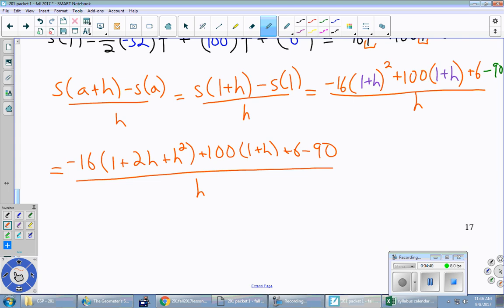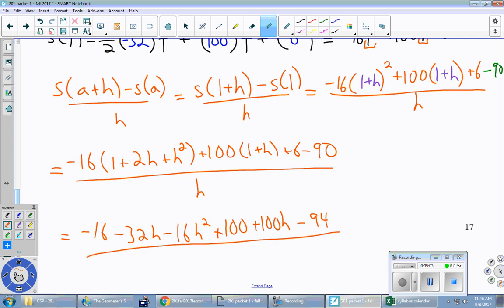Distribute, lots of distributing. This is the one last step where it gets messier before it gets nicer. Negative 16 minus 32h minus 16h squared. 100 distributes, plus 100 plus 100h. Plus, and then we'll combine these two, I guess, right? That's a minus 94. All divided by h. Something is fishy. What do we do? 84. That's less fishy. So sometimes I make mistakes on purpose to see if you guys are paying attention. Yep, it's a learning moment right there.